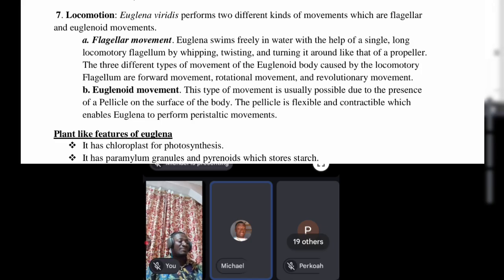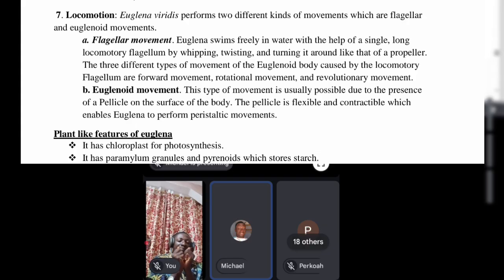Now let me talk about the Euglenoid movement. That is a very slow one, but faster than the pseudopodium formation. So this type of movement is possible due to the presence of the pellicle. So the pellicle is, let me say, it's not that hard, but a flexible structure on its cell. So what happens is that when they contract and relax, it will cause a movement.